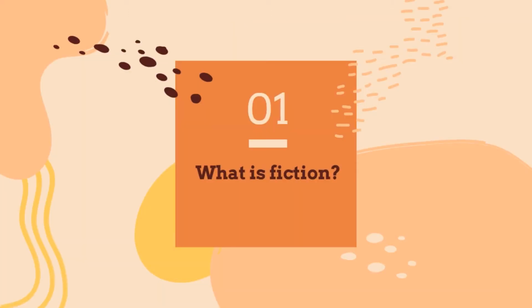There are two branches of literature. These are non-fiction and fiction. Non-fiction is the opposite of fiction, and these writings are about facts and real events, meaning to say that these are true stories or accounts. What about fiction? Now, let's define the word fiction.